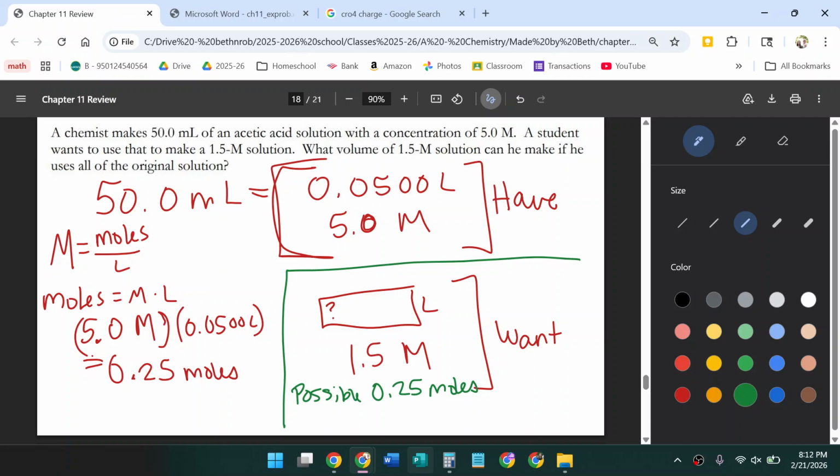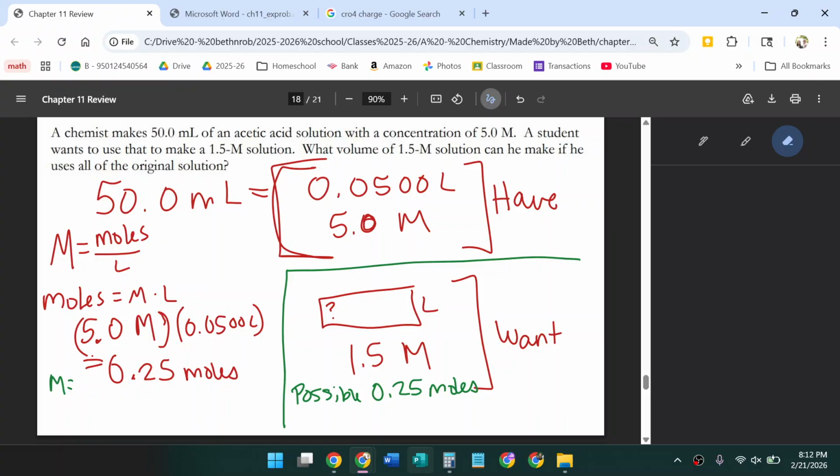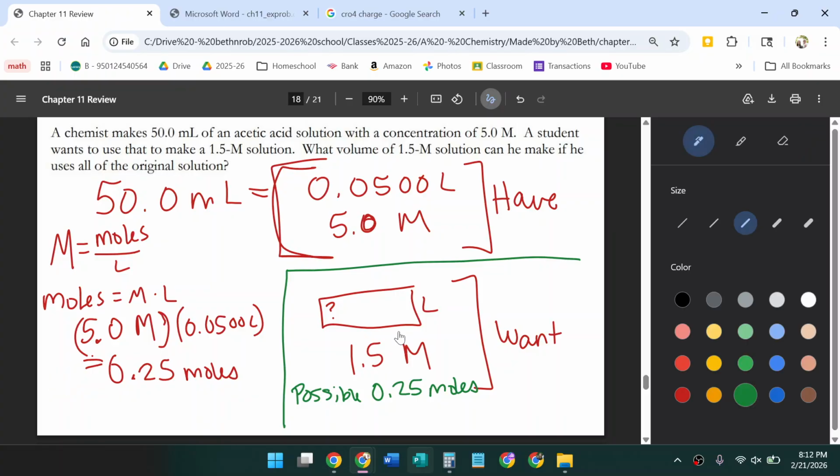So we can do the same thing. We can take our M equals, actually let me erase that. I'm going to put it up here. We're going to take this same formula up here. We want the liters. We want this. So we're going to just switch it and say liters equals moles over M. We can plug in our 0.25 moles that we have. Plug in the M we have. And then when we put that into our calculator and divide 0.25 divided by 1.5, and we keep 2 decimal places, we end up with 0.17 liters.